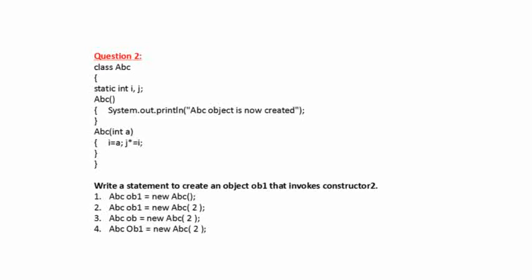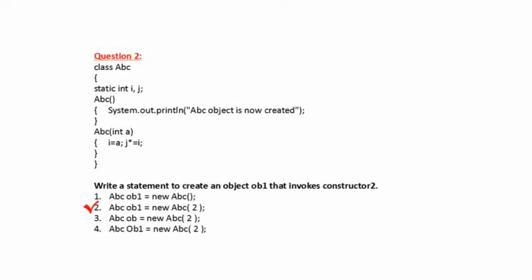This is the second question from the same program. Write a statement to create an object OB1 that invokes constructor 2. The correct answer is number 2. How to create an object? Class name, that is ABC. What is the object name I have to create? OB1. Take care of uppercase and lowercase.